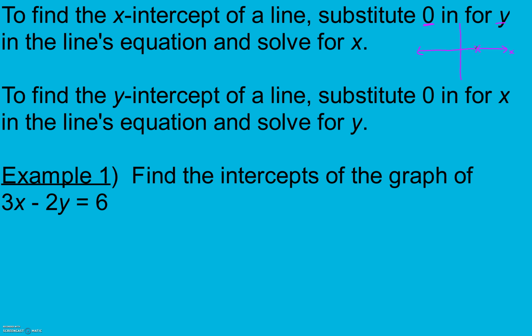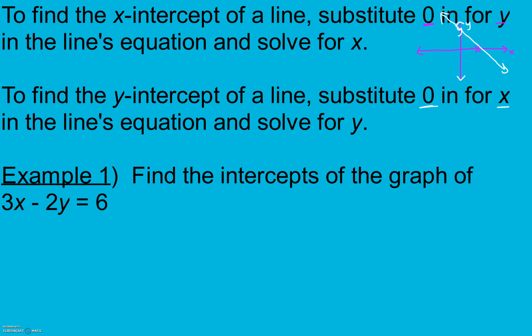To find the y-intercept of a line, we substitute 0 in for x in the line's equation and solve for y. And that's because our y-intercept, no matter where it happens, has an x value of 0. Whenever we cross our y-axis here, our x value is 0. So we can substitute that 0 in for x and solve for y to get that value. And then once we have any 2 points, we can draw a line through them.